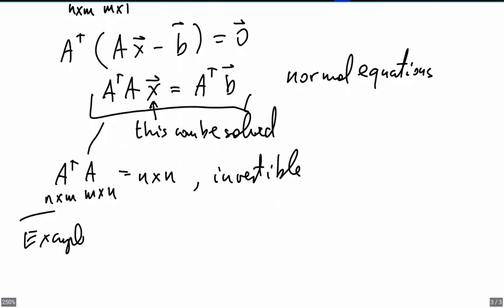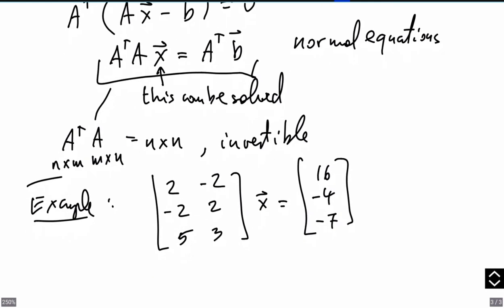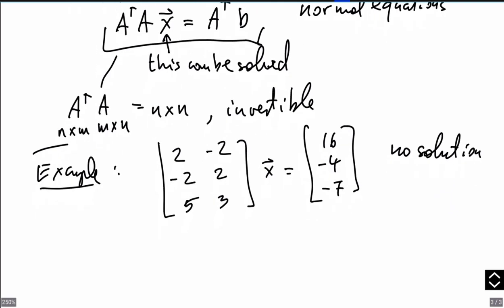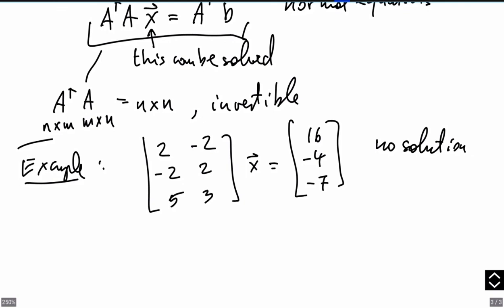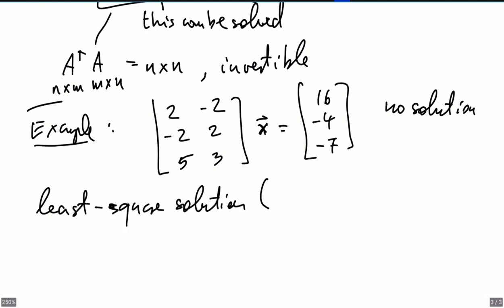So an example for this: the 3 by 2 matrix with rows (2, -2), (-2, 2)... as given: 2, minus 2, minus 2, 2, 5, 3, times x equals 16, minus 4, minus 7. You can see that this is not solvable if you start solving it. There is no solution. You get only 2 pivot entries, and the third row you're not going to have a 0 row, because no 2 rows are linear combinations if you take the augmented matrix. So instead of solving it, we solve for the least squares solution that gives the least error.